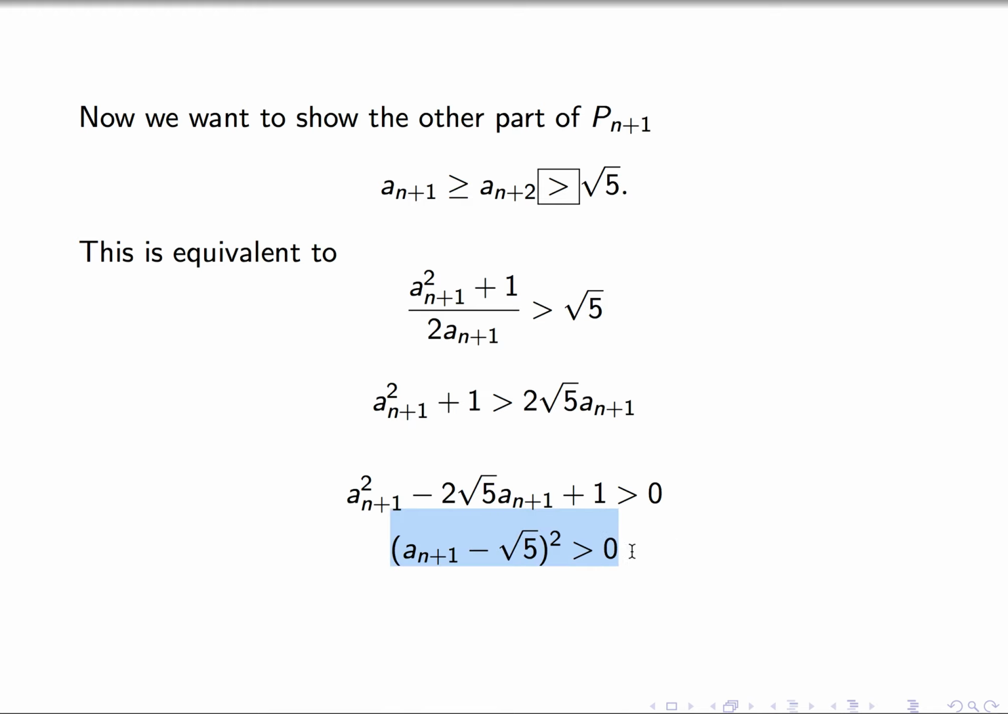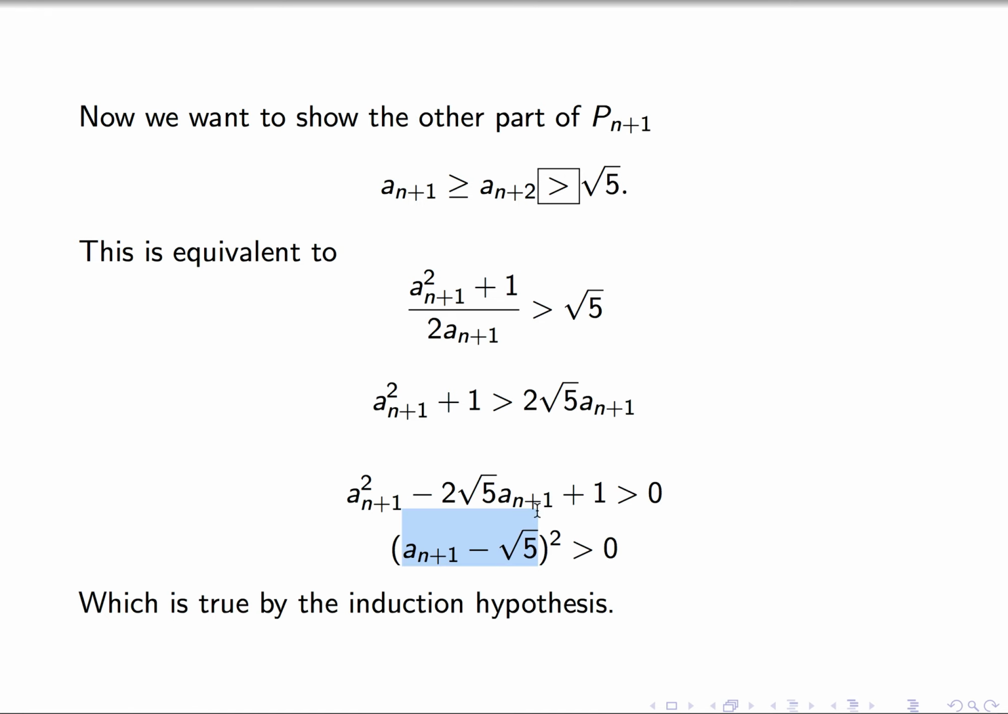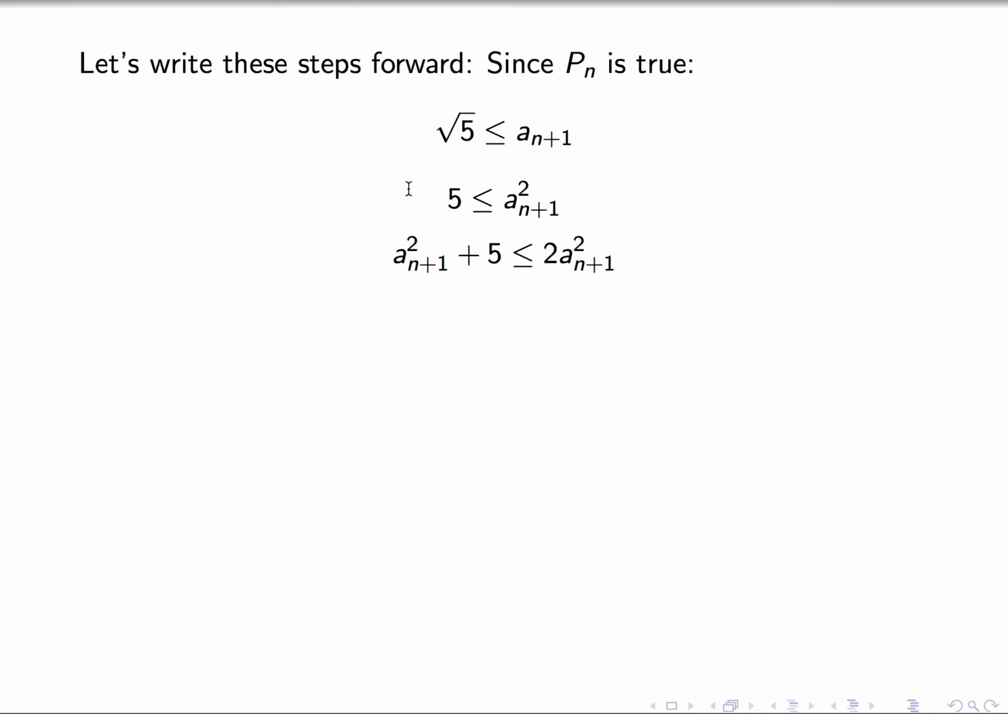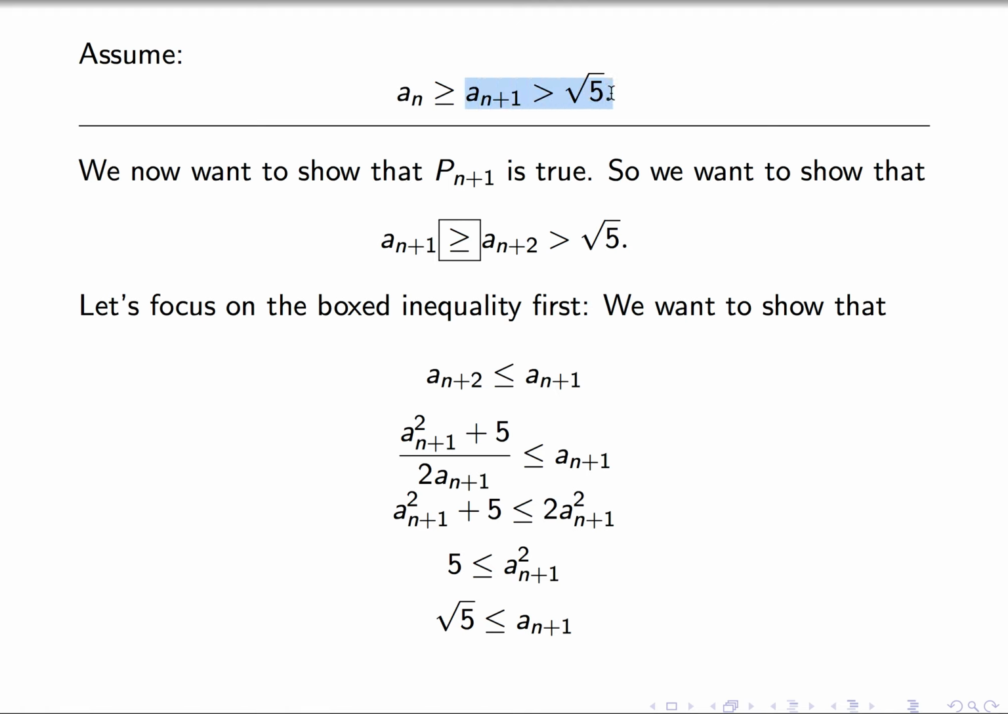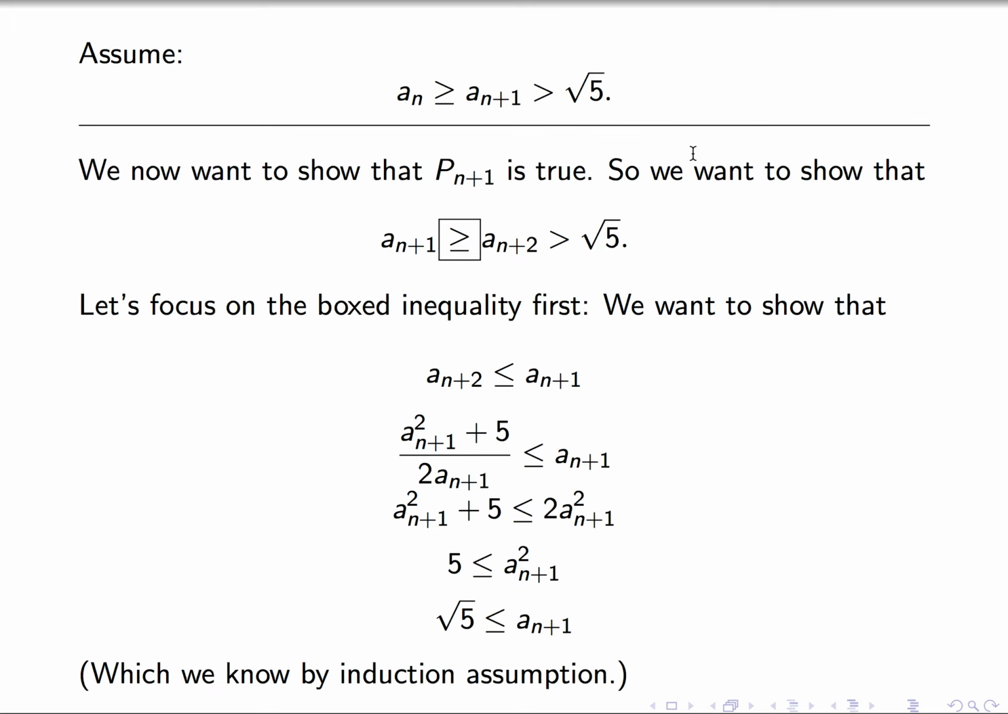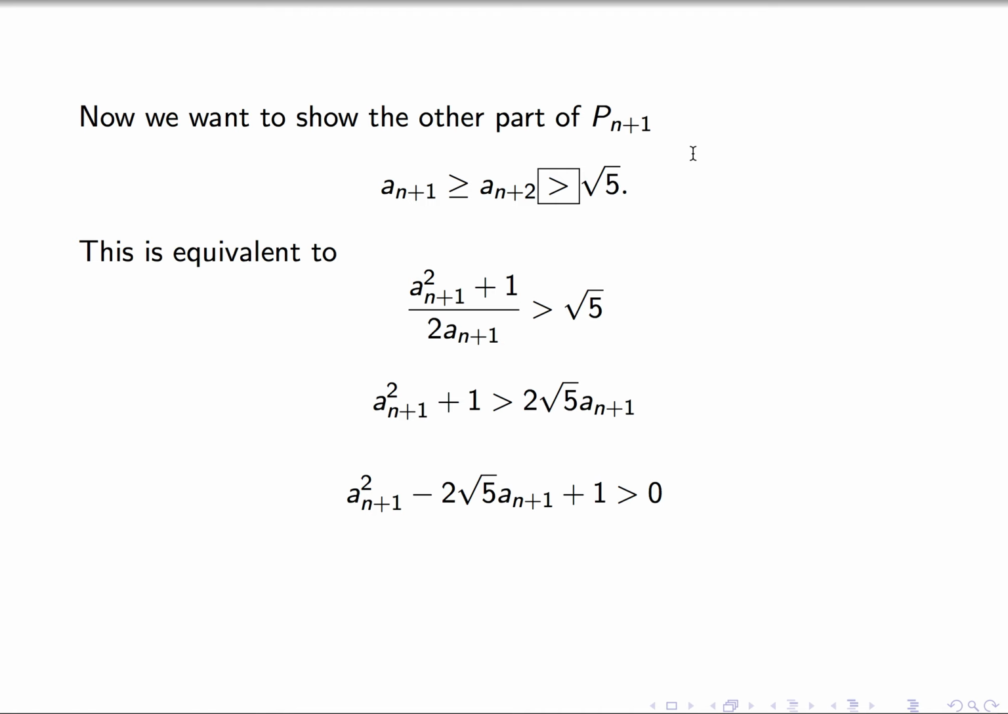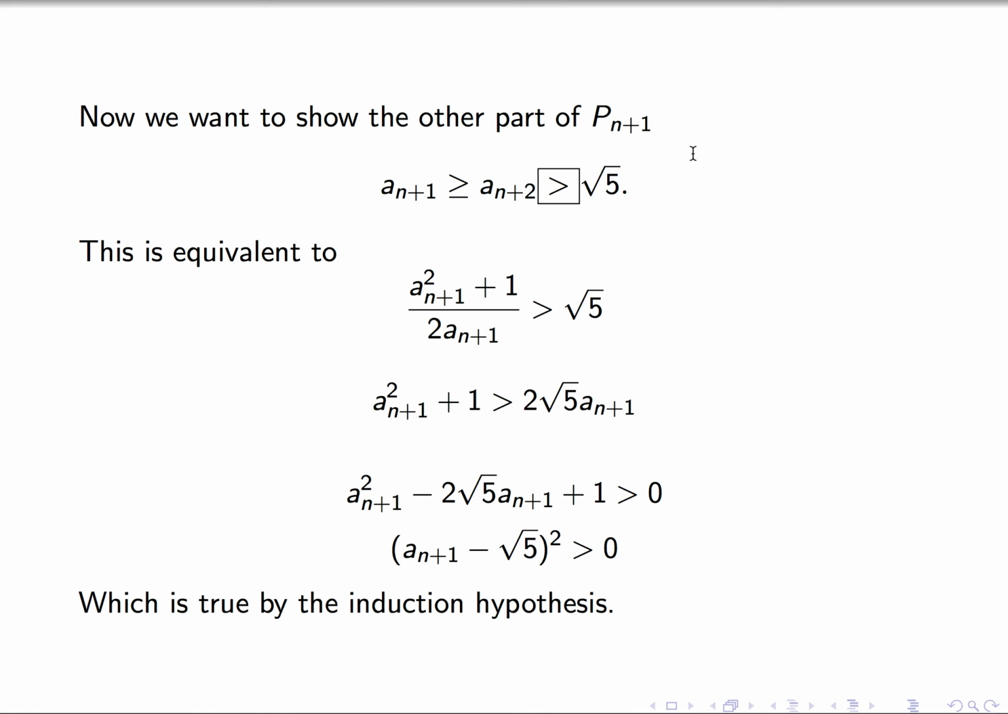So now if we look at this perfect square, we say, well, when is (a_{n+1} minus the square root of 5) all squared going to be positive? Well, the only way it could not be positive would be if it was exactly 0, because any square number is going to be 0 or bigger. And so a_{n+1} minus the square root of 5 has to be positive, because our induction hypothesis, let's go back to it, says that a_{n+1} is strictly greater than the square root of 5. So that's going to follow by our induction hypothesis.